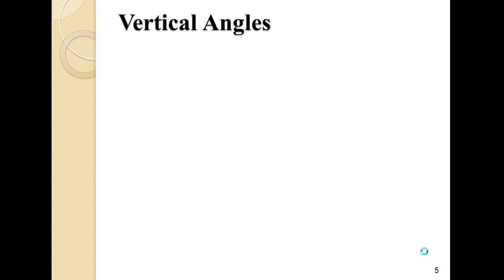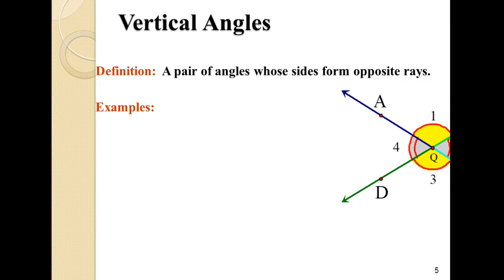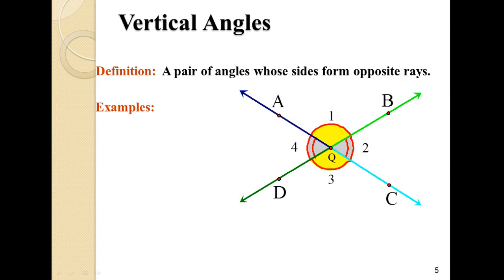Alright, now my favorite ones, we have vertical angles, or I call them the kissing angles. It is a pair of angles whose sides form opposite rays. Here is an example. Now you can see why I call them kissing angles. So you have angle 1 and angle 2 right here. There will be vertical angles. Another way to remember is that they form a V.